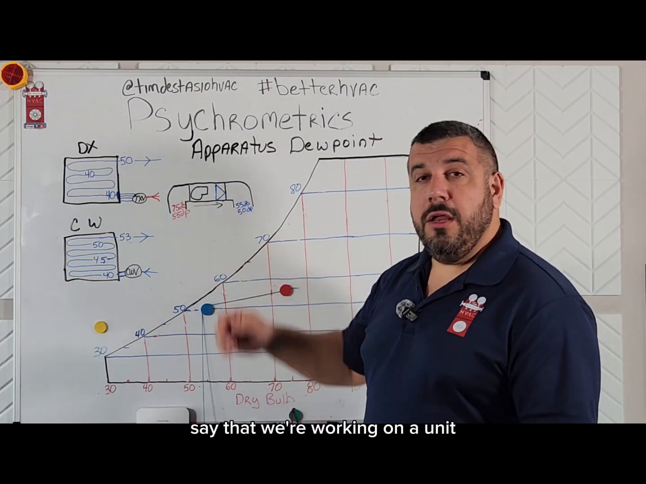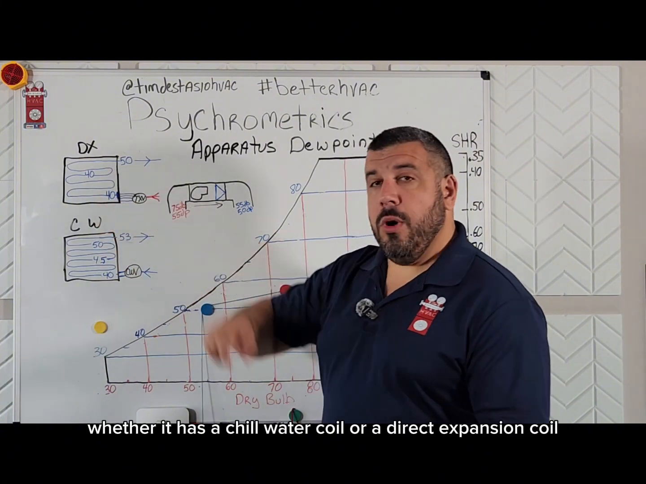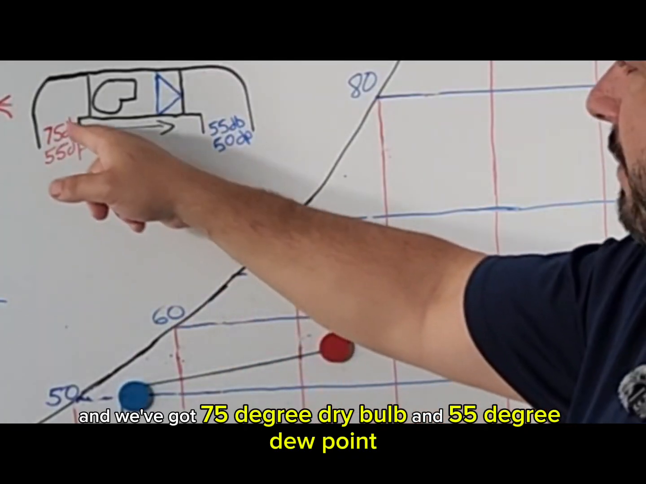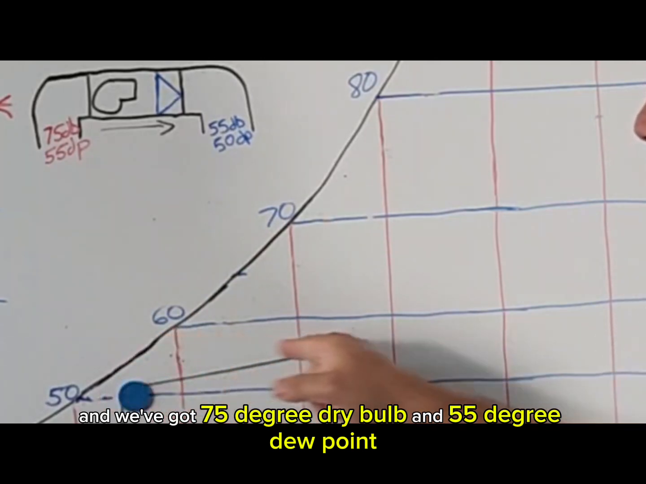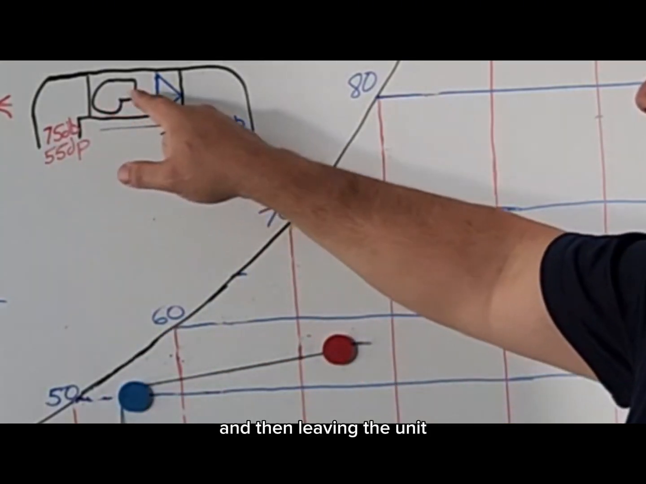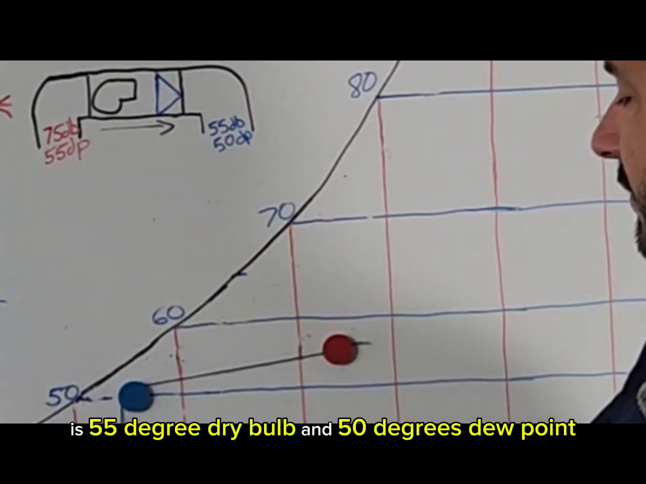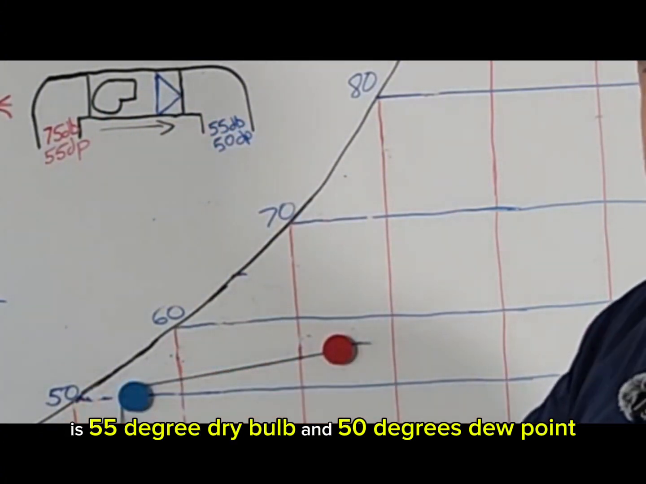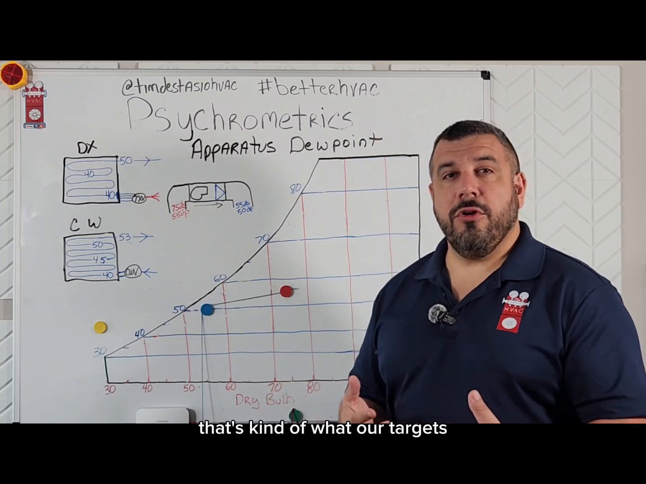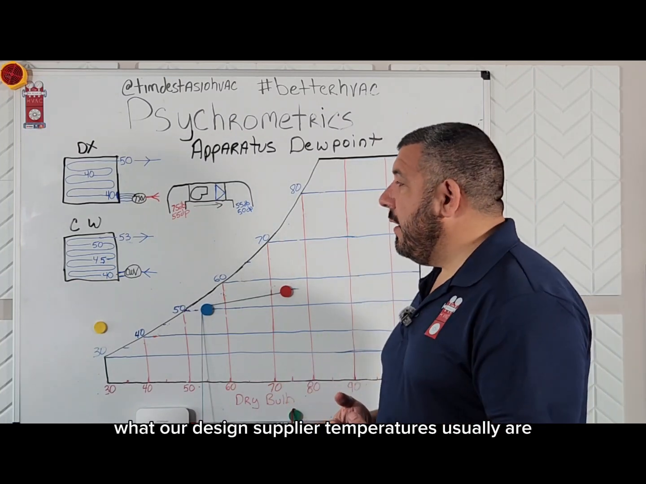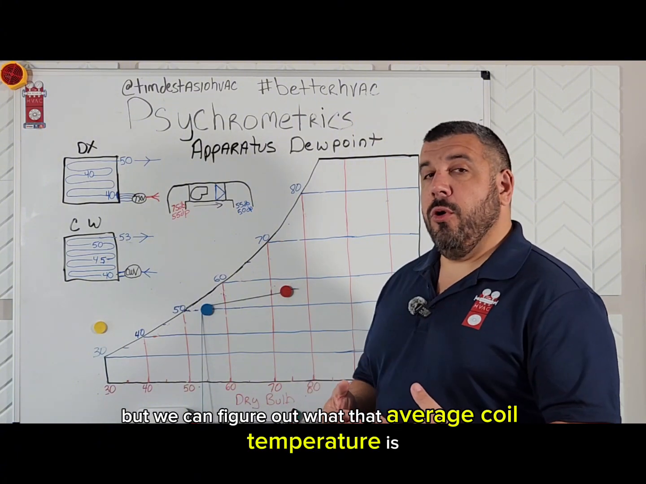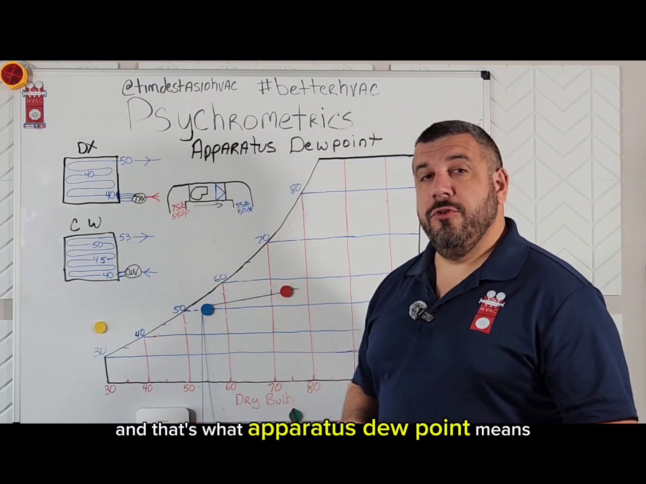Say that we're working on a unit, does not matter whether it has a chill water coil or a direct expansion coil, and we've got 75-degree dry bulb and 55-degree dew point air coming in. That's our return conditions. And then leaving the unit, our leaving air conditions are 55-degree dry bulb and 50-degree dew point. That is a nice cold dry air. That's kind of what our design supply temperatures usually are. But we can figure out what that average coil temperature is, and that's what apparatus dew point means.